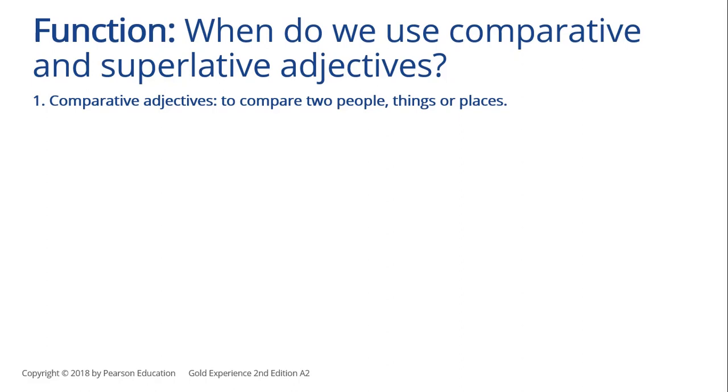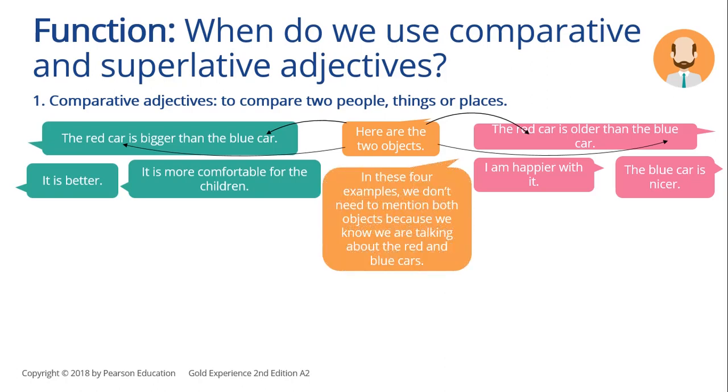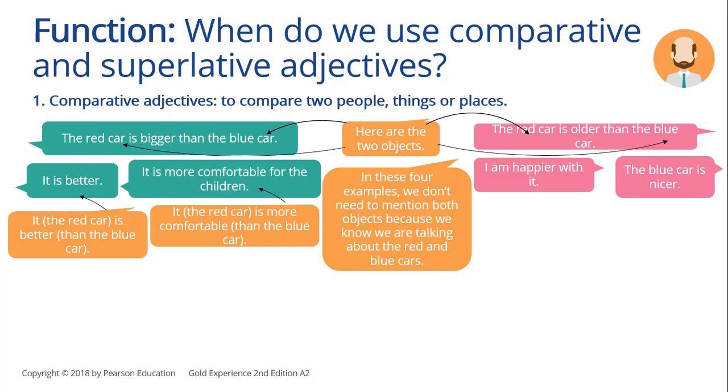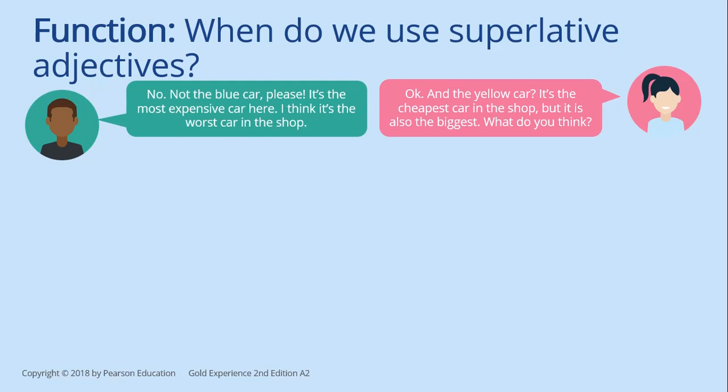We use comparative adjectives to compare two people, things, or places. Here are the two objects, the blue car and the red car. In these 4 examples, we don't need to mention both objects because we know we are talking about the red and blue cars. Have a look.